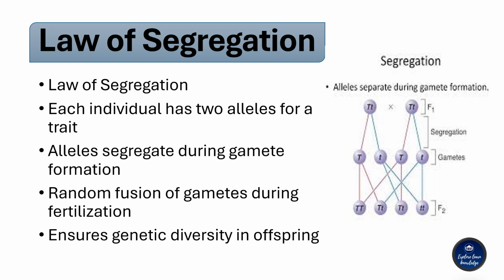One, each individual has two alleles for each trait, one inherited from each parent. Two, during gamete formation, these alleles segregate so that each gamete carries only one allele for each trait. Three, during fertilization, the fusion of male and female gametes is random, restoring the diploid state in the offspring and determining their genotype. This segregation ensures genetic diversity in the offspring.